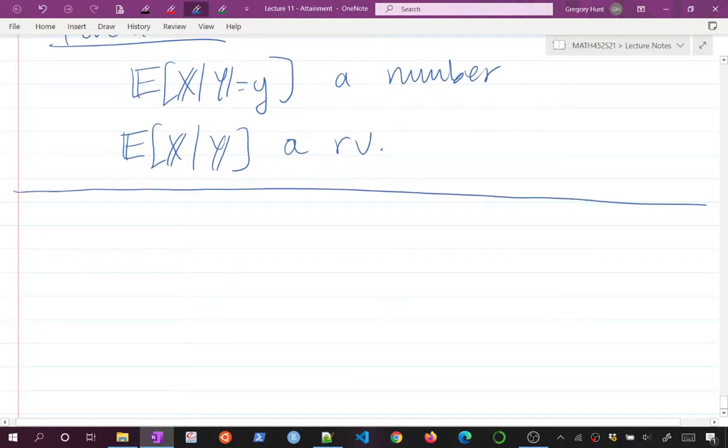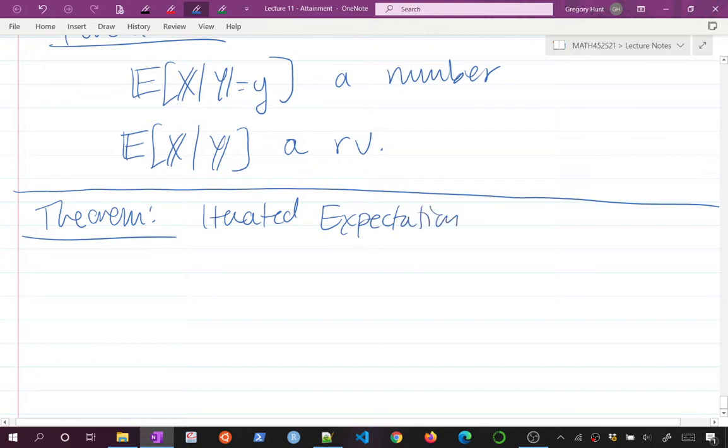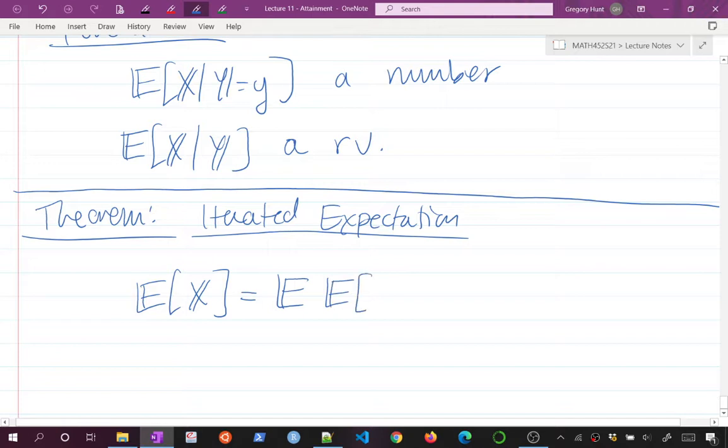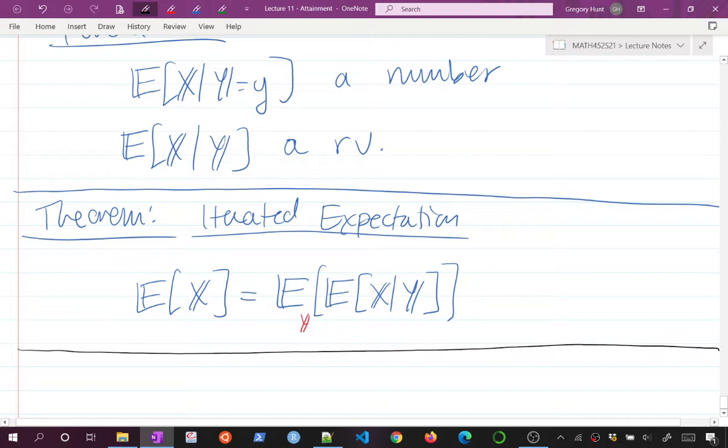And in the minute I have left here, and we'll talk about this next time, we have this theorem called iterated expectation. There are multiple names, so that's the name I typically use, which says that if I want to get the expected value of x alone, I can look at the expected value of the expected value, so I iterate my expectation. In the inner I look at the expected value of x given y, and this outer expectation is with respect to y. So iterated expectation says, if I know something about the conditional of x given y and something about y, I can calculate the marginal expectation of x.